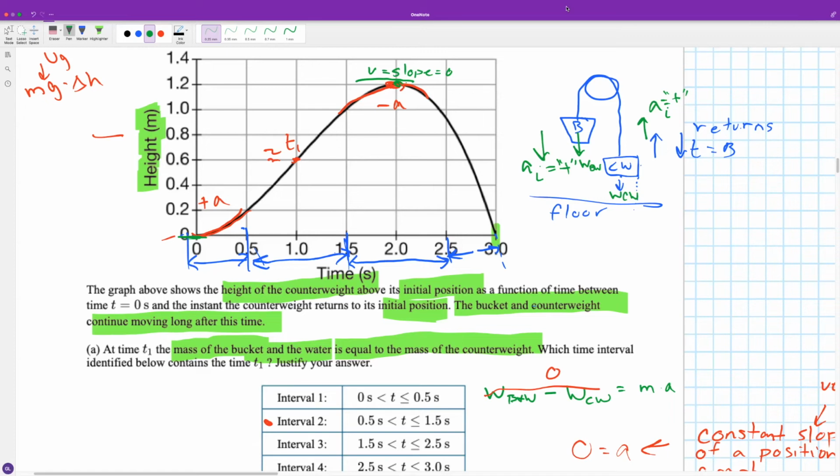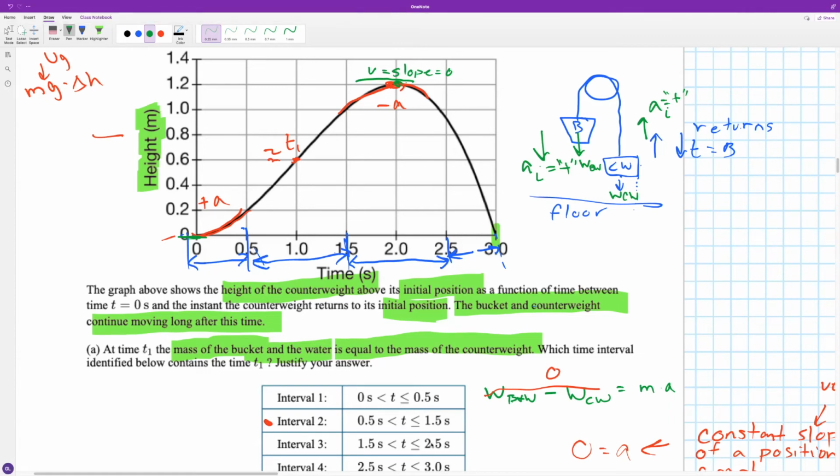So it looks to me like overall, because the system loses mass, it may be losing gravitational or potential energy from the moment the bucket starts to lose water. So it's a little bit more complicated than that. Here's another thing I would say.